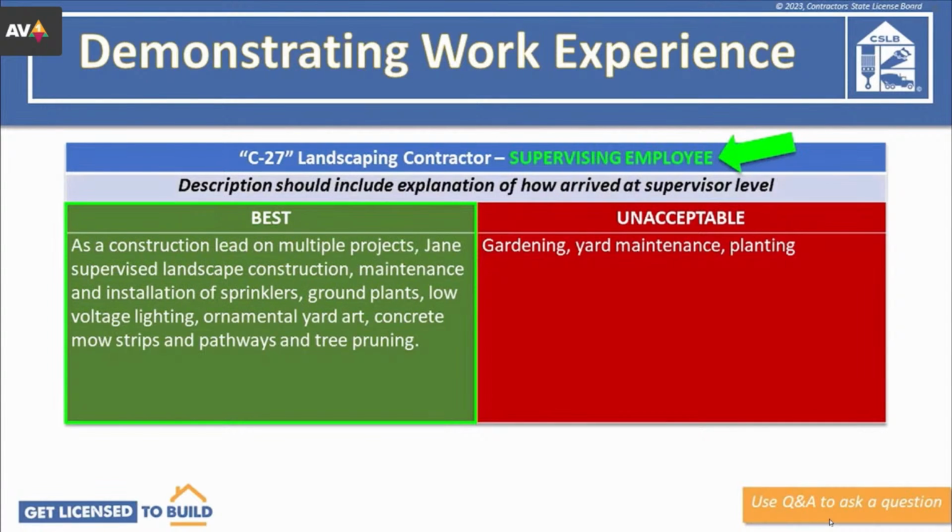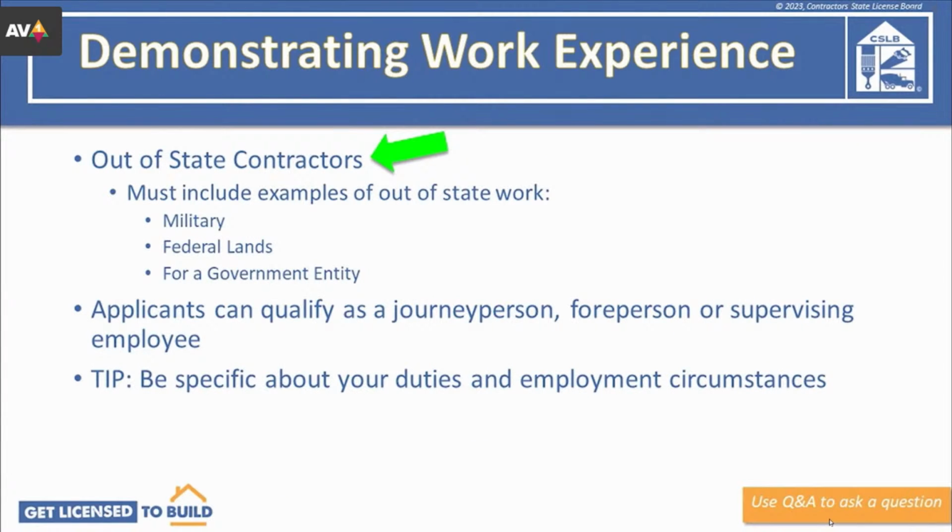And for the C27 supervising employee, the description should include an explanation of how you arrived at the supervisor level for the trades on a project. Finally, for our out-of-state contractors, the same guidance that we showed you for general building contractors is required. Be sure to include examples of your out-of-state work as well as work for the military, on federal lands, or for a government entity. Be sure to be specific when you describe your duties and employment circumstances.